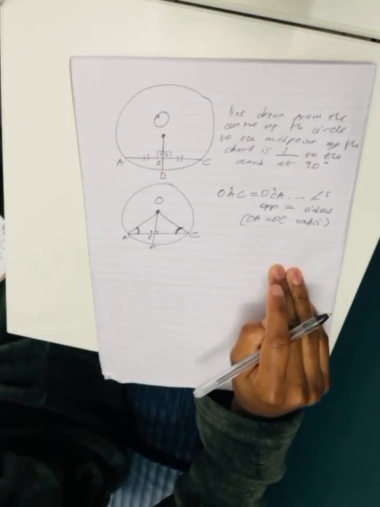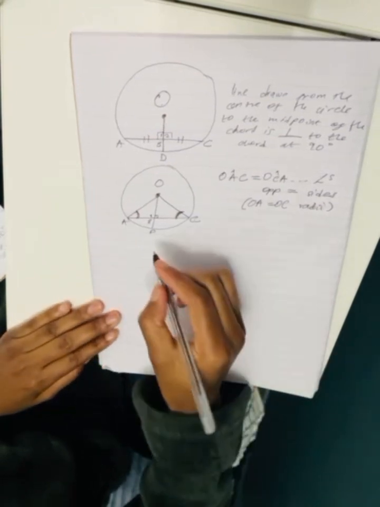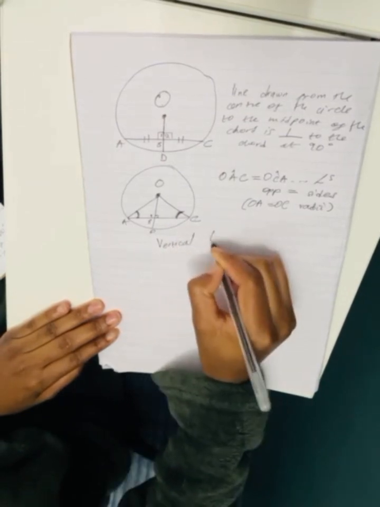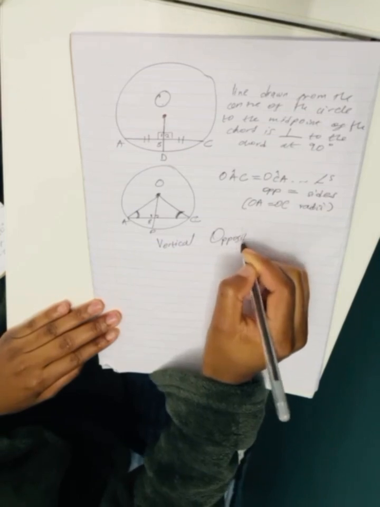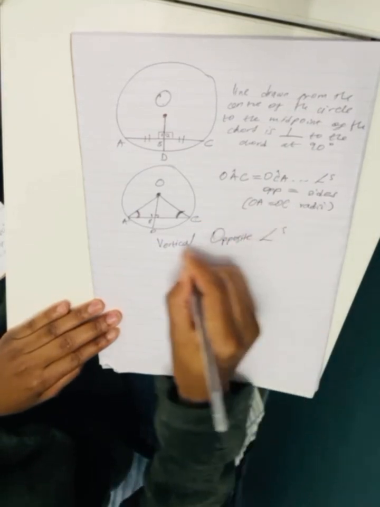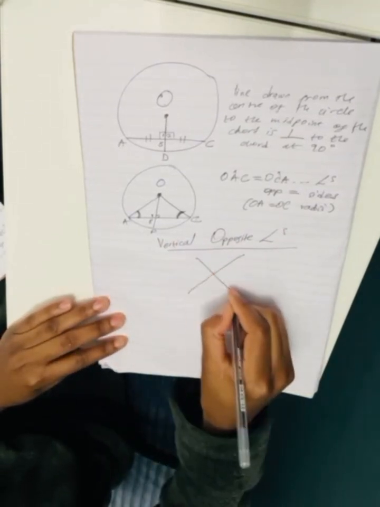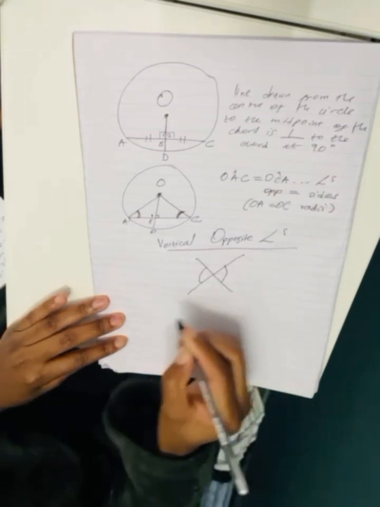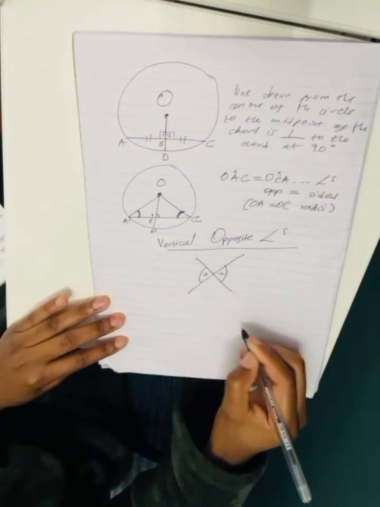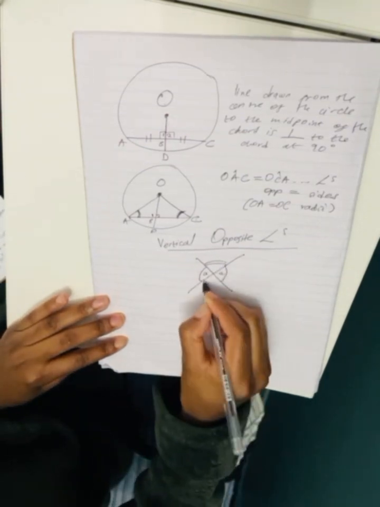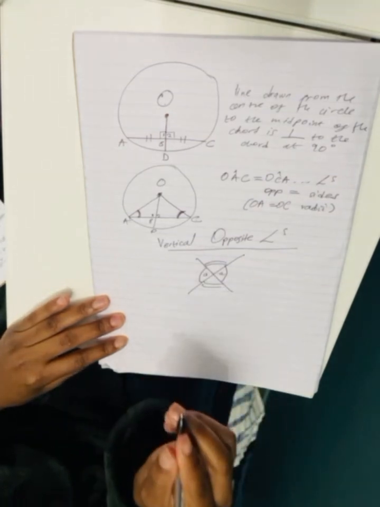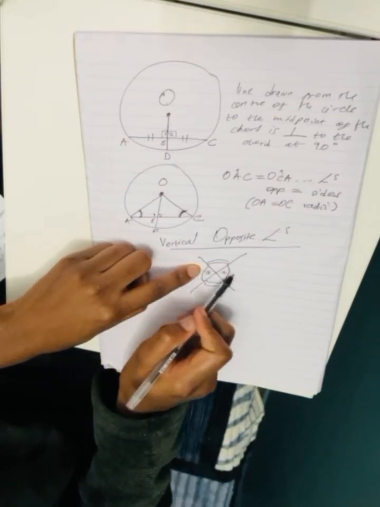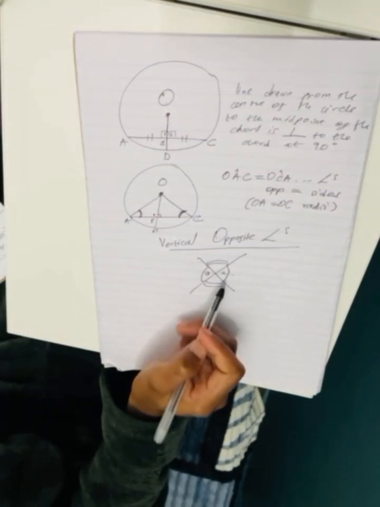And then another thing that we need to know is vertical opposite angles, right? So let's say we have something like this. We need to know that this angle here is the same as this angle. So A is equal to A. And this angle here is equal to this angle here. Why? Because when you're standing here, you're able to view the person opposite you. So hence we say they are vertical opposite angles.